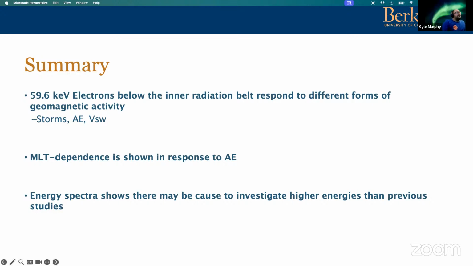So Joachim has a similar question, but this time regarding substorms. Have you looked beyond AE, and did you see any other relations with substorms and injections at these low L values? Yes. So we have looked beyond AE.